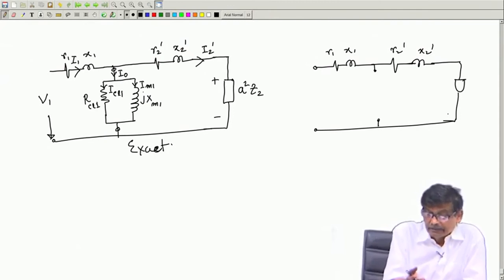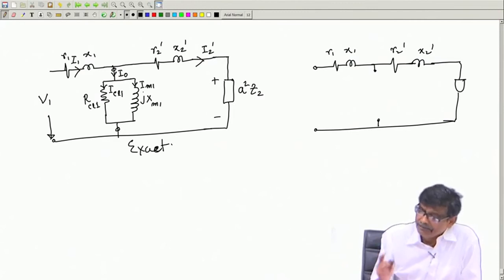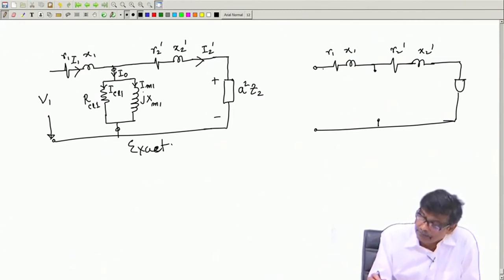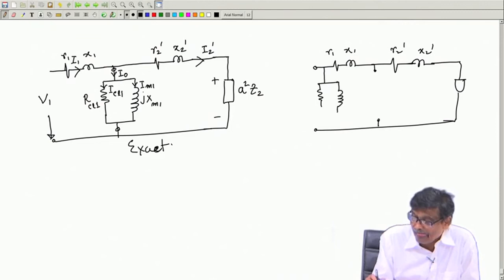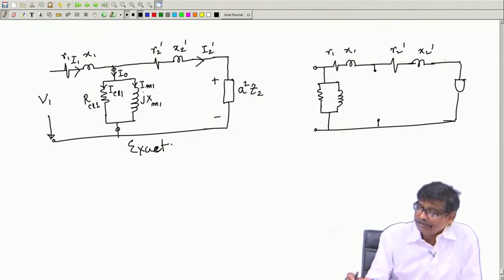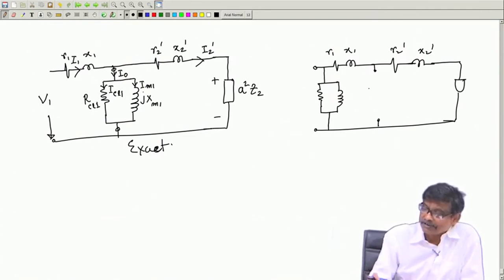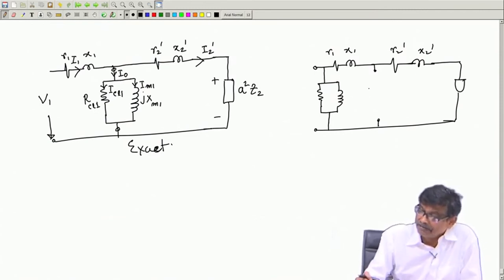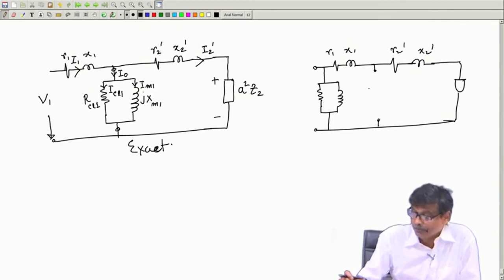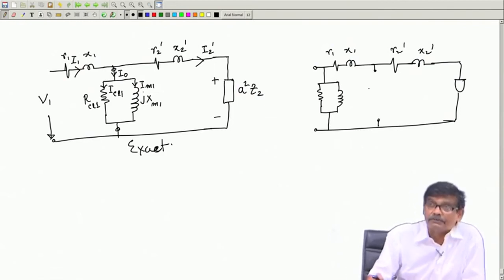Somebody says, oh, you are totally neglecting this branch. Then I will say, okay, I will not neglect that branch, but I will show it at the beginning, so that I have got some computational advantage now. That branch present here makes it much more complicated than what it was here. That is what I am telling.